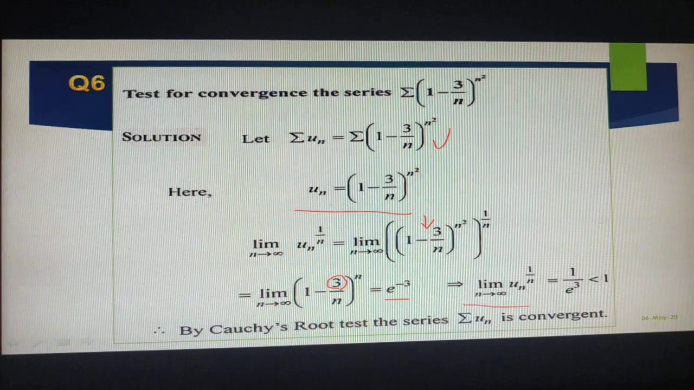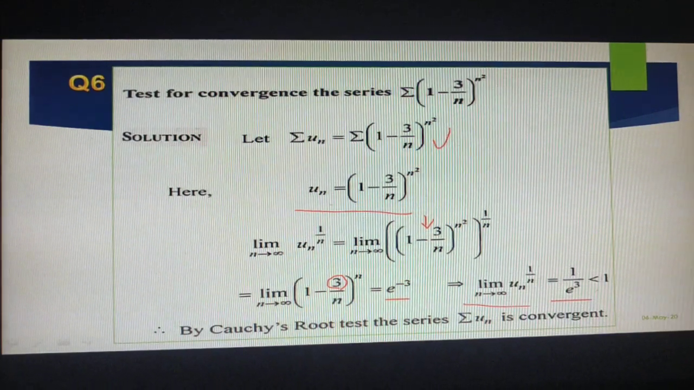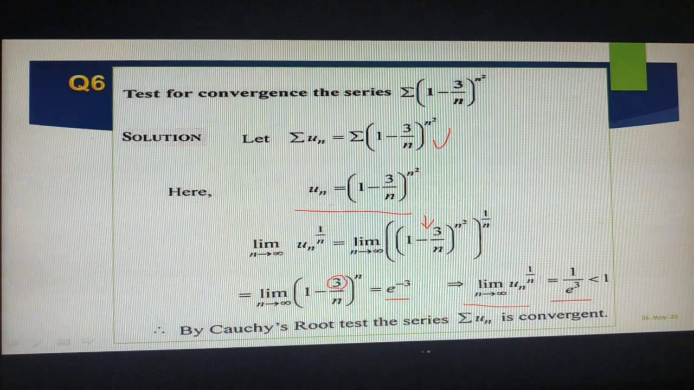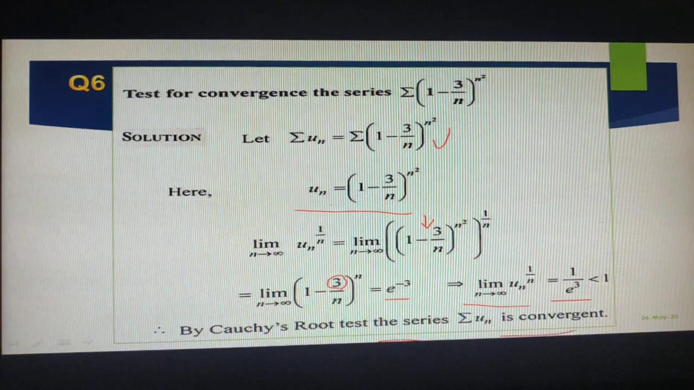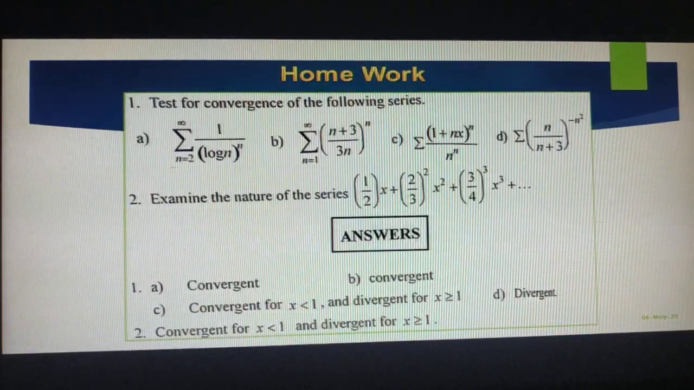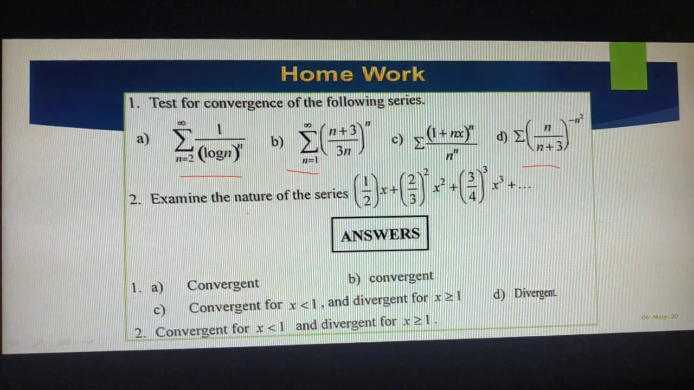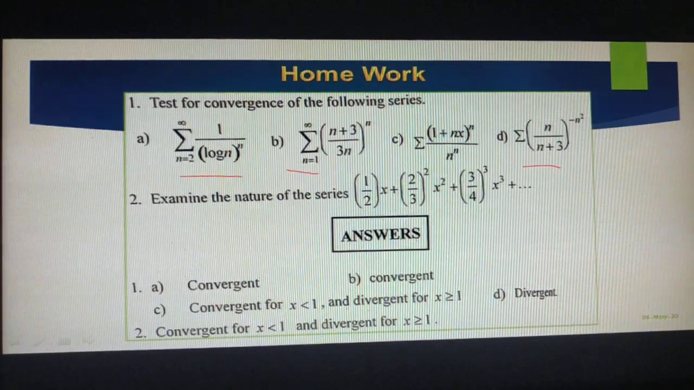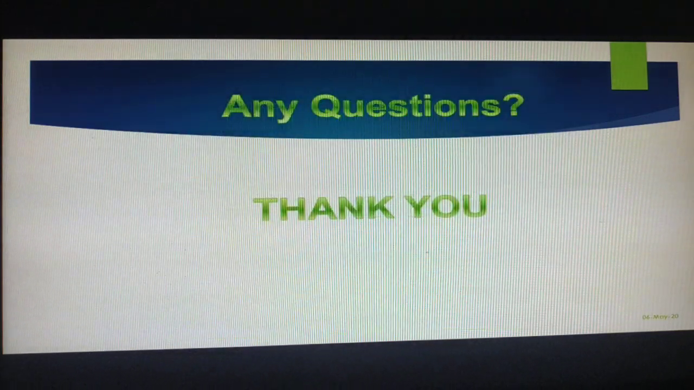So what we have, limit n tends to infinity un whole to the power of 1 by n, is 1 by e cube. Of course, the value 1 by e is always less than 1. As per the root test, it is going to be convergent. So try to solve these problems. There are certain problems; take all of them and check whether they are converging or diverging. Thank you.